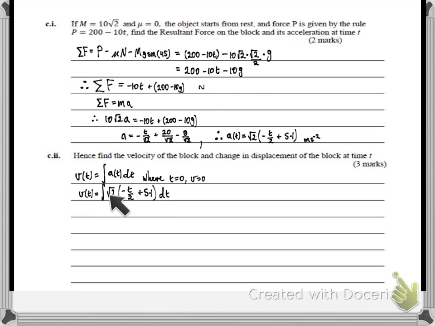Now this factor of root 2, well, that doesn't take part in the integral process. You can almost imagine it's not there. You can bring the factor out the front of the integral sign and just focus on the t terms and the unit terms, because that's what we're integrating with respect to, t.